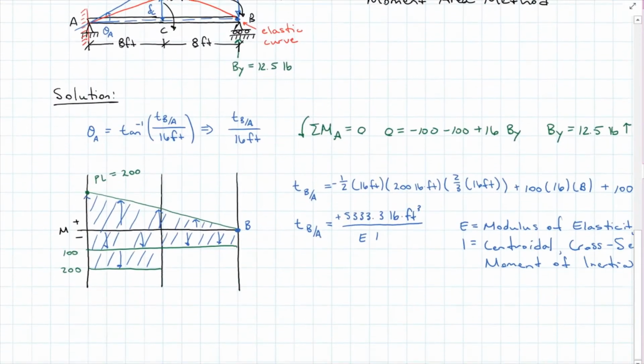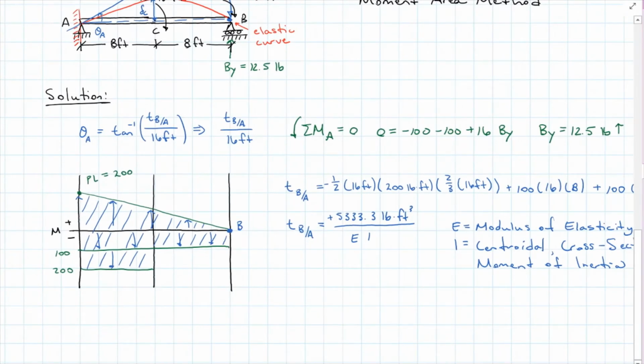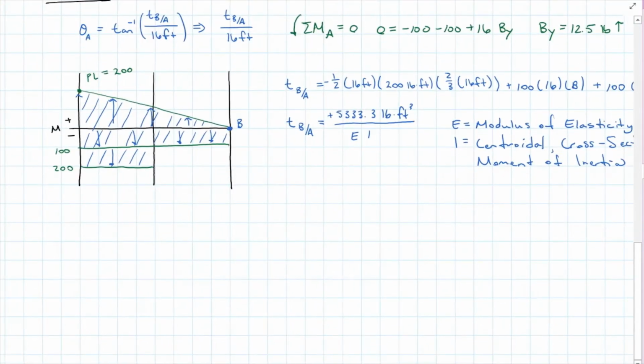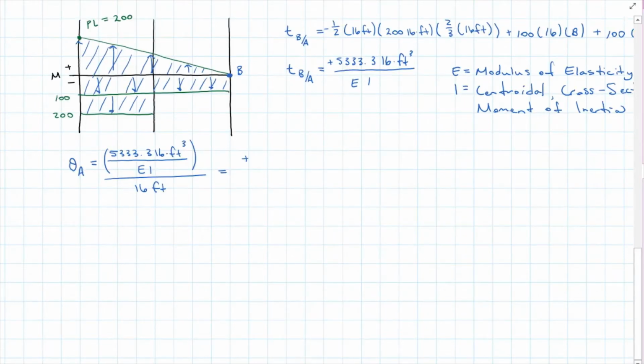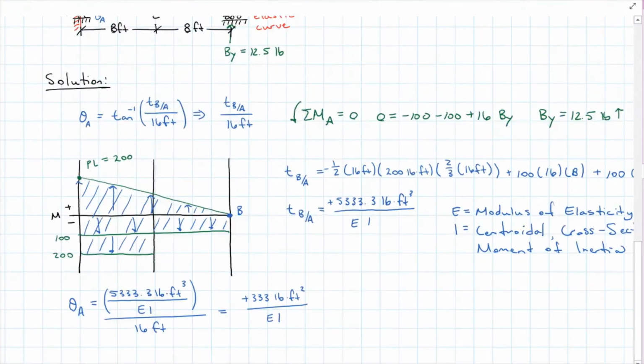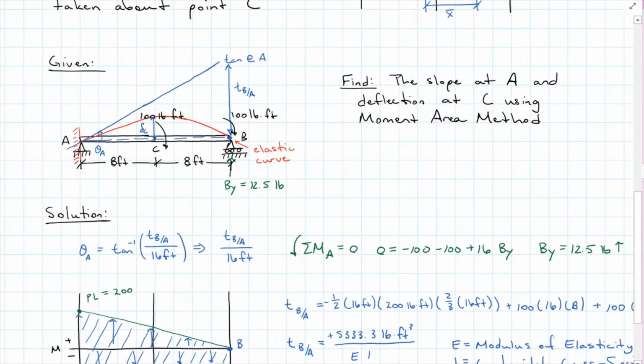Now that I have that value using Theorem 2, I can plug it back into my right triangle equation that I created for the slope at A. And I end up with a slope of a positive 333 pound-feet squared over EI. Again, the positive sign makes sense with our assumption because it should be a counterclockwise rotation from the at-rest position, and counterclockwise is a positive slope.